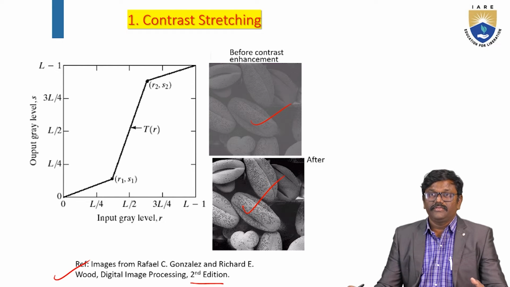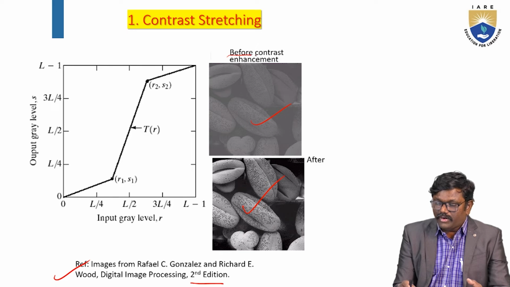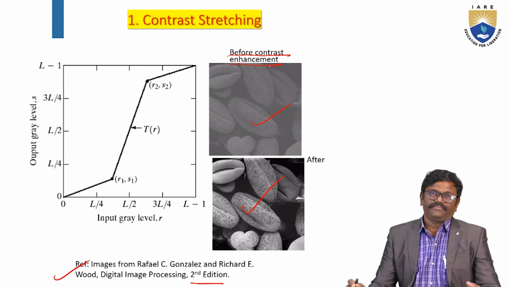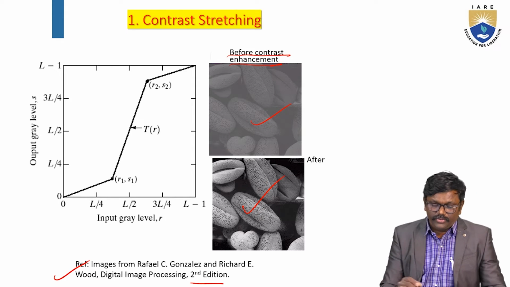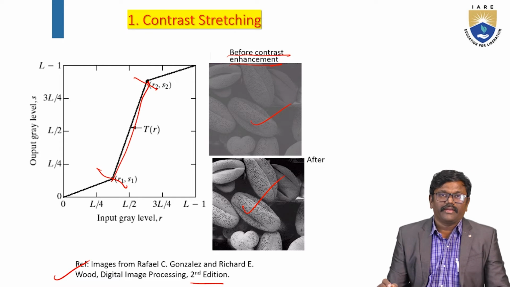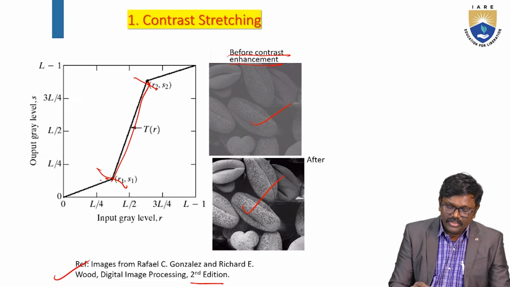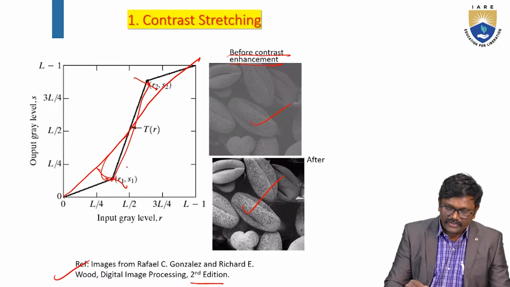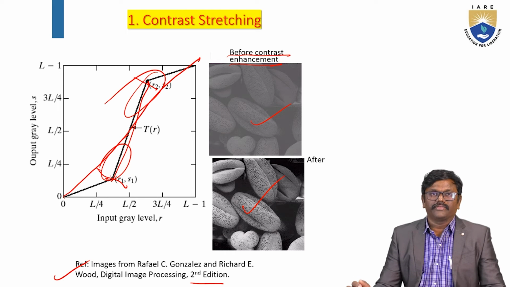You see, this one is before contrast enhancement. You want to increase this part. See, it's a little bit not linear. If it is made linear, it is a linear. So what part is not covered? Two parts are not covered.